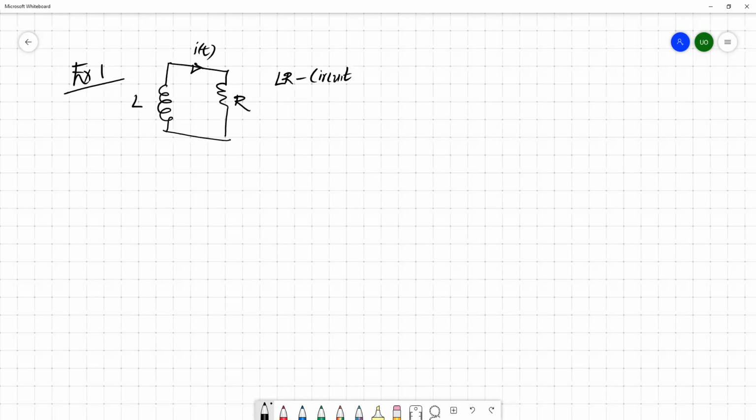So this particular circuit contains an inductor and a resistor. Previously we had a capacitor and resistor. So now this particular circuit contains inductors and resistors. So it is an RL circuit.